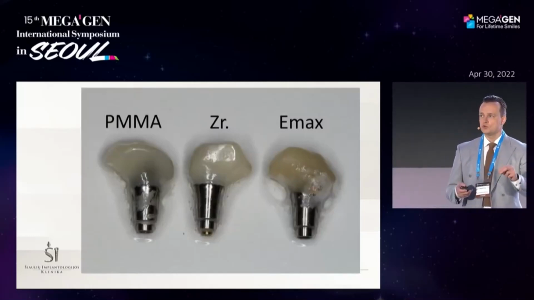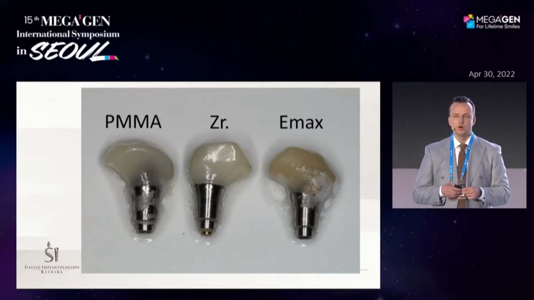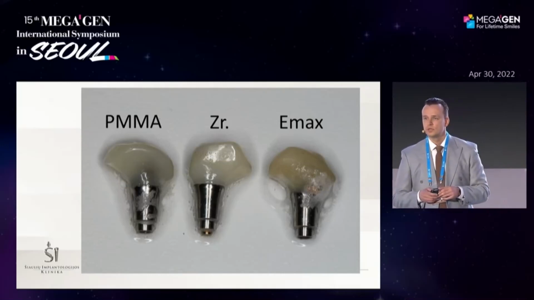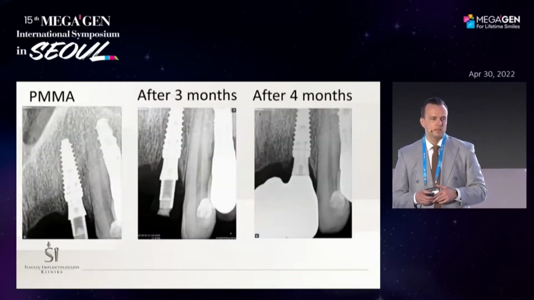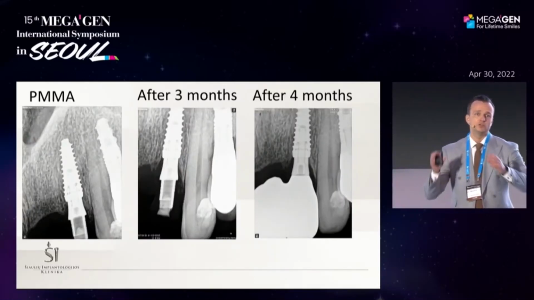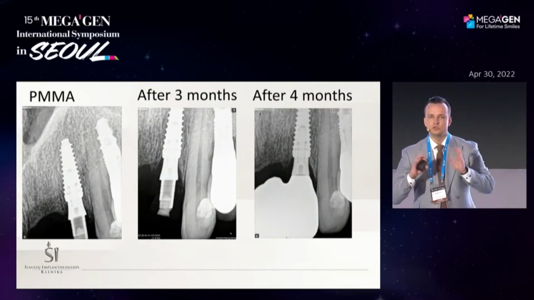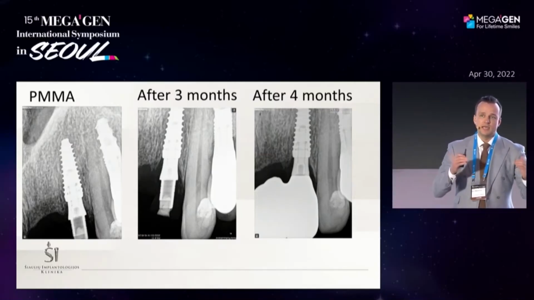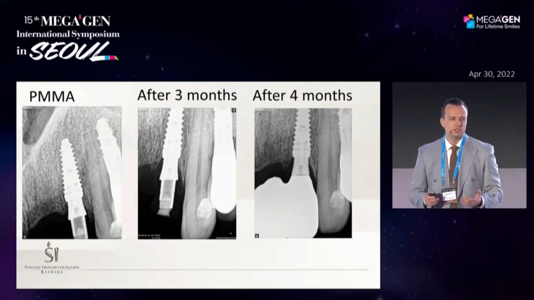When we put some hydrogen peroxide on them, we see a huge reaction on Emax, almost no reaction on zirconium, and a slight reaction on PMMA. So let's look at how the bone reacts to those materials. I mean, not directly, but when the materials are surrounded by soft tissue and the soft tissue preserves the bone, we can then get some opinion about those materials.